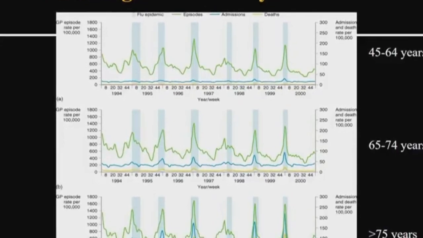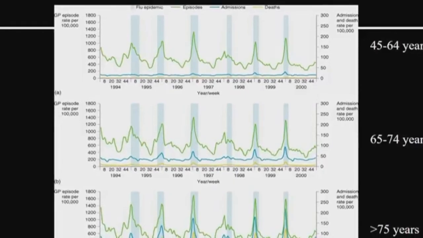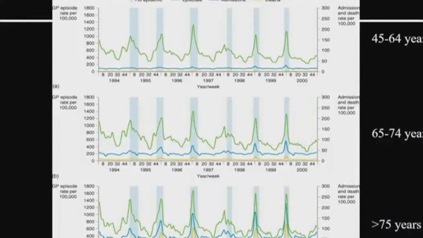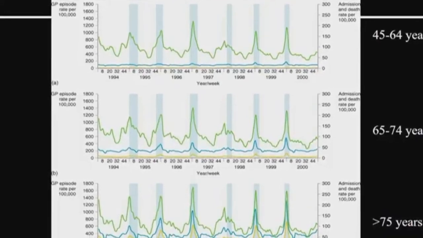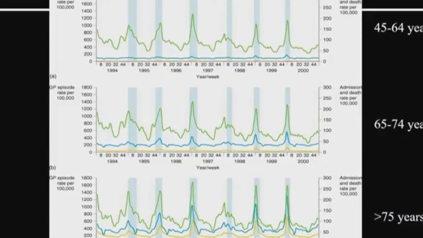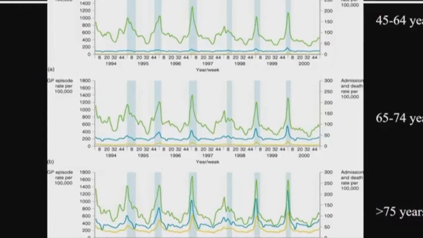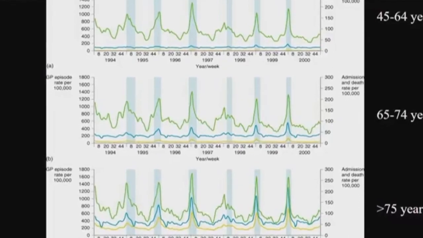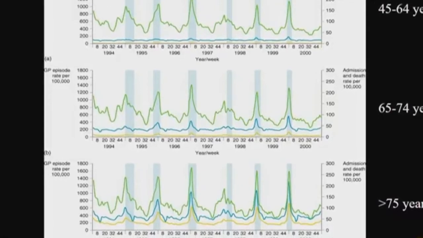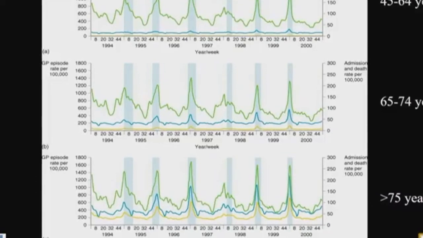If you're 45 to 64 years old, the incidence is around 900 per 100,000 in the peaks of the flu epidemic. But in this age group, you're highly unlikely to end up hospitalized, and you're certainly not going to die if you get the flu. 65 to 74 years old, now we've got an incidence of 1,100 per 100,000, so increased susceptibility as you get older. Now you might end up in hospital, about a 10 to 15% chance, but still a fairly low chance of you passing away from infection.